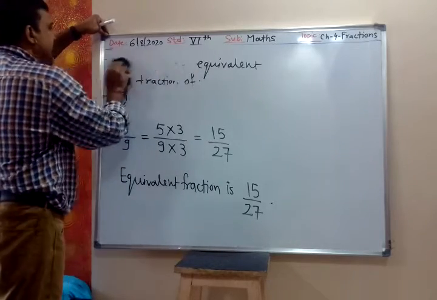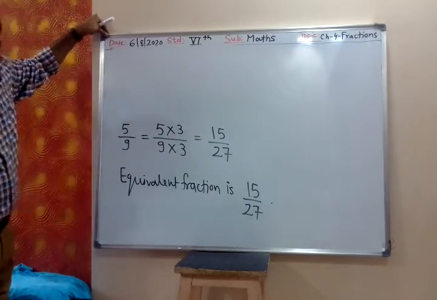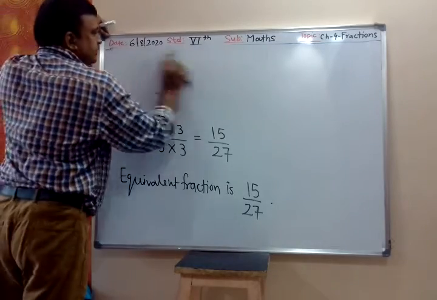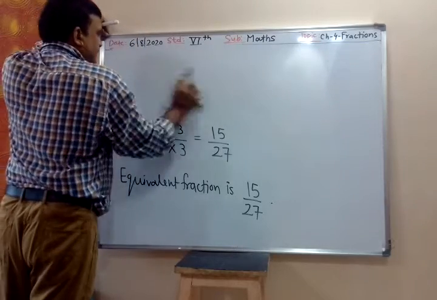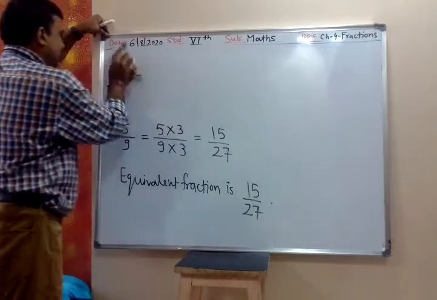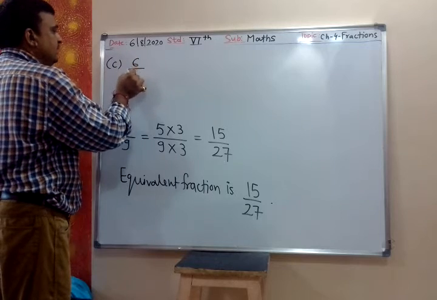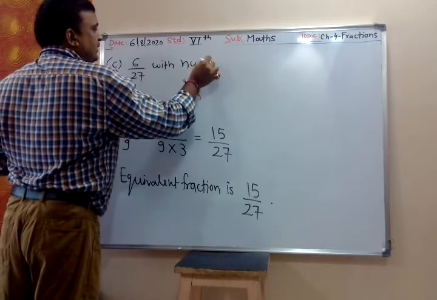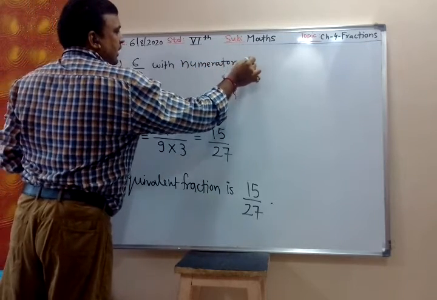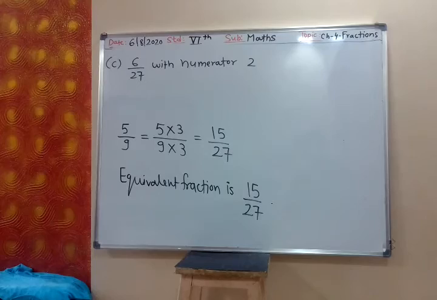Let me write the C part: 6 upon 27 with numerator 2. We want the numerator to be 2.